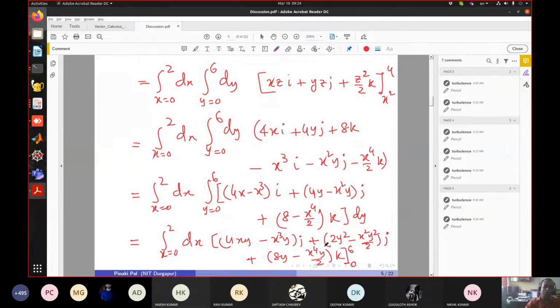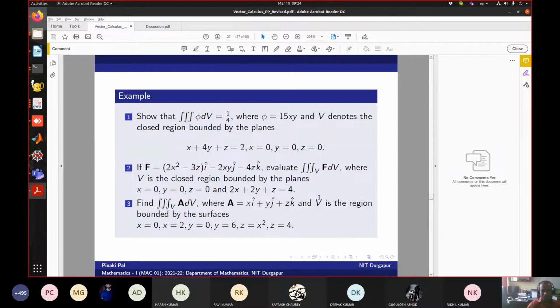And once you put the limits for y, you will absolutely get a function of x, and then you perform the final integration and you will get a vector. So what is that vector? Do I have the answer here? No.